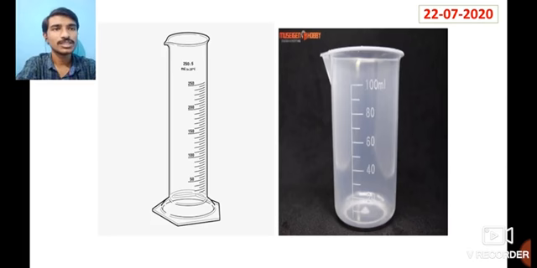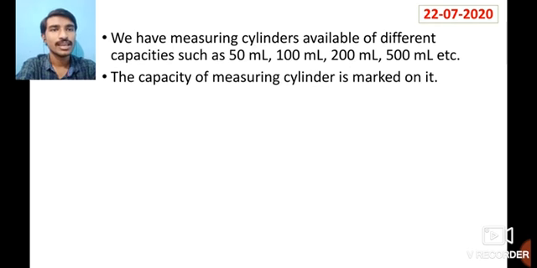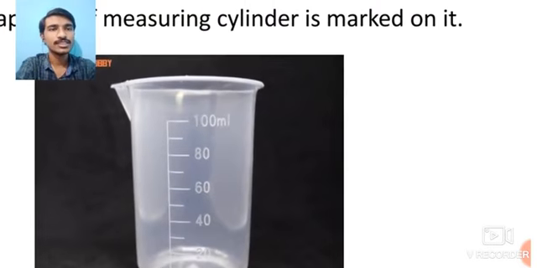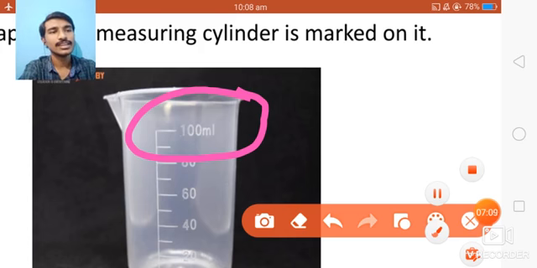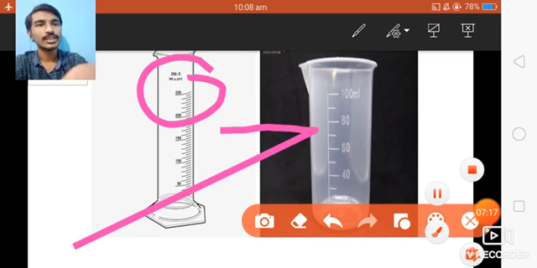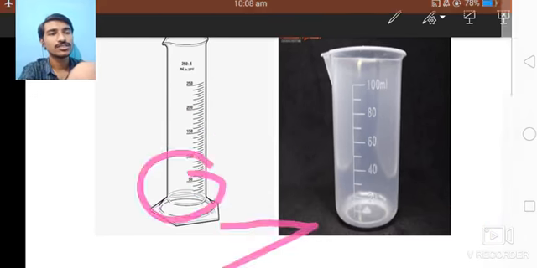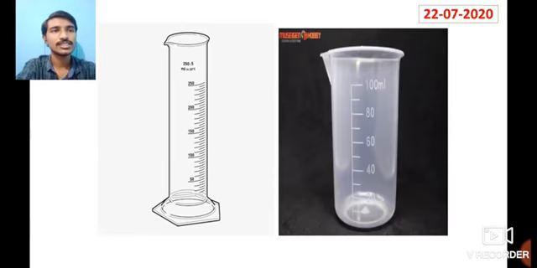This is about the measuring cylinder. We have measuring cylinders available of different capacities such as 50 ml, 100 ml, 200 ml, 500 ml, etc. The capacity of a measuring cylinder is marked on it. You can see this is a measuring cylinder of capacity 100 milliliter. This is a measuring cylinder of capacity 250 milliliter. You can see in this figure it is a 250 milliliter capacity.